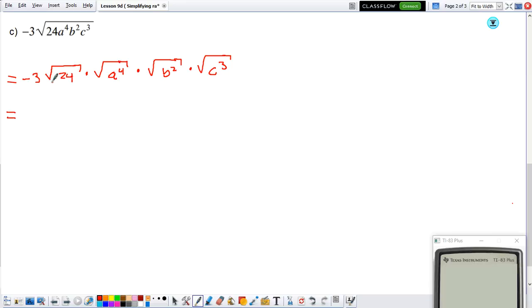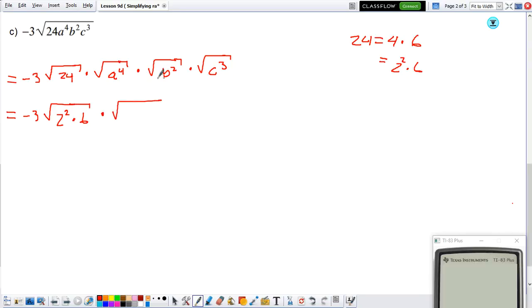Now let's look at each of those square roots individually. So we have negative 3 times the square root of 24. Is there a way for me to rewrite 24 as a multiple of a square? Let's see, how about 4? I know the 4 is a perfect square. So 4 times 6 gives me 24. I know that 4 is 2 to the second. So I can rewrite this 24 as 2 to the second times 6.